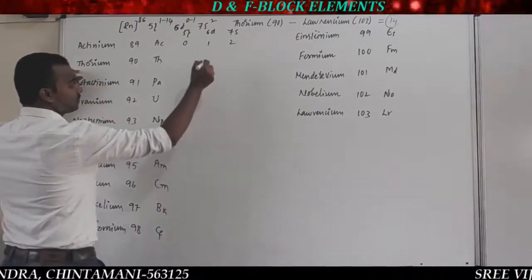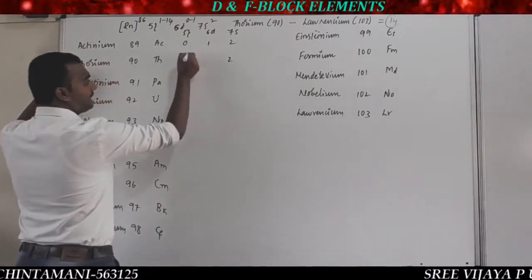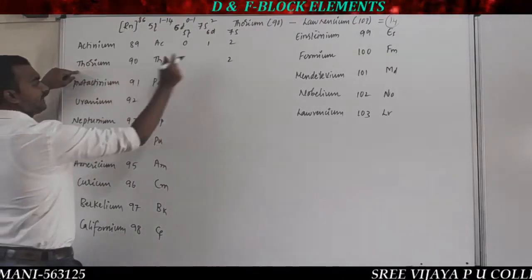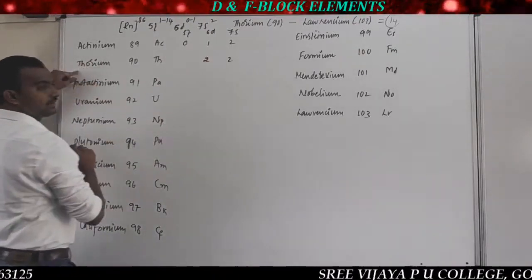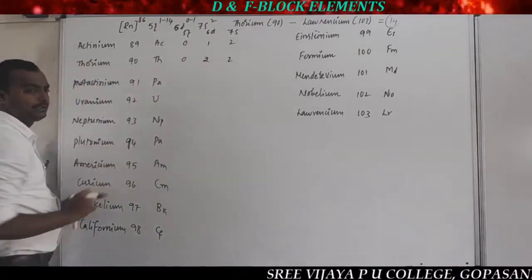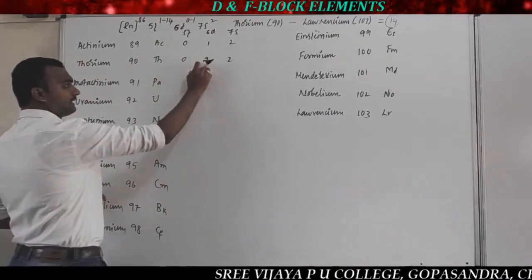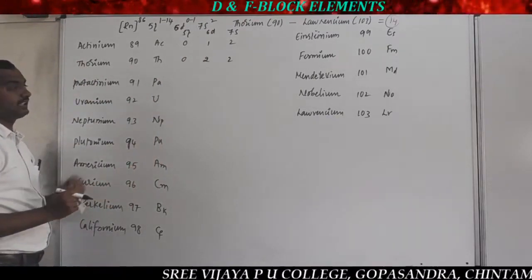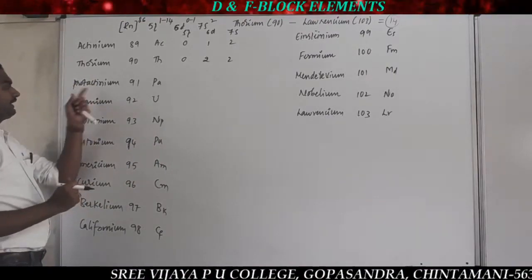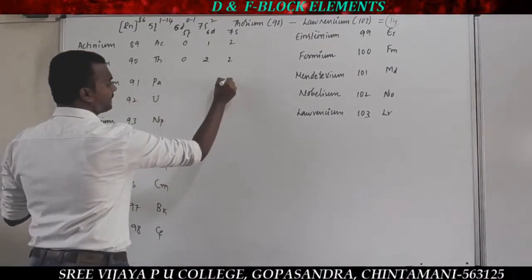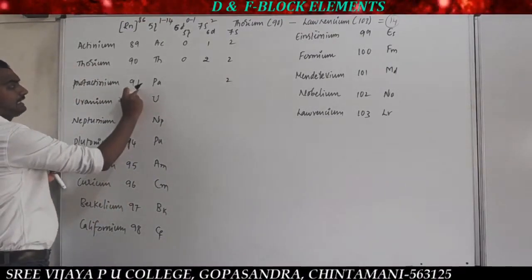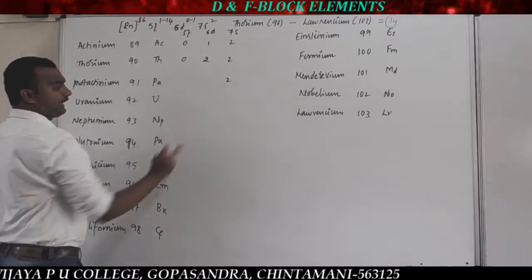The series starts with thorium. For thorium, as usual, 7s2, and here is also one of the important exceptional cases. Here we get 2 electrons in the case of 6d. I will tell you why you get 2 electrons in 6d, especially in the case of thorium. Next, protactinium has 91 electrons, and 86 plus 2 is 88.